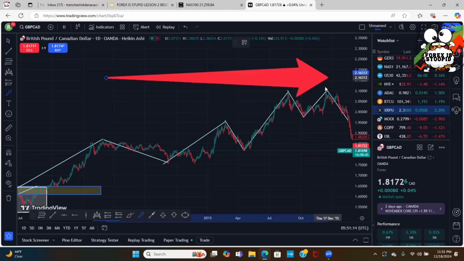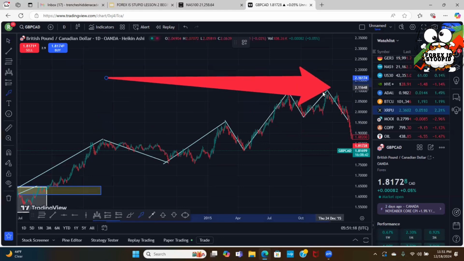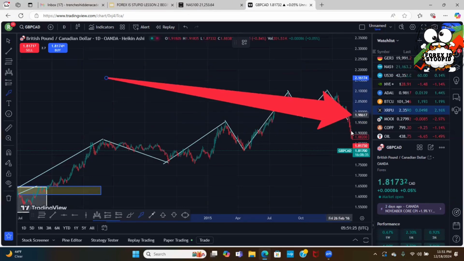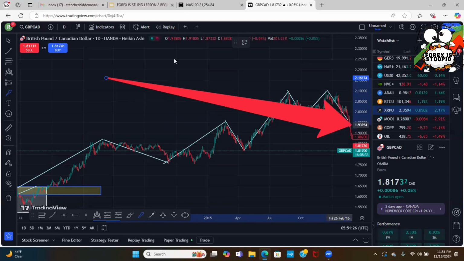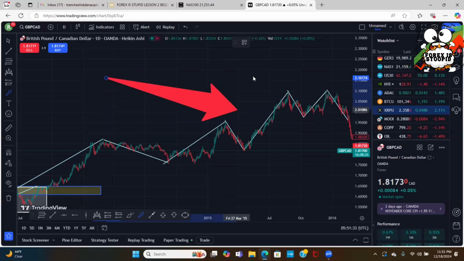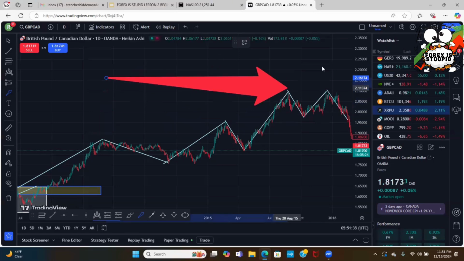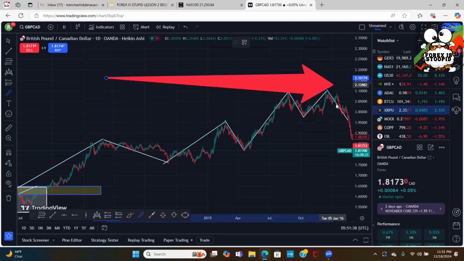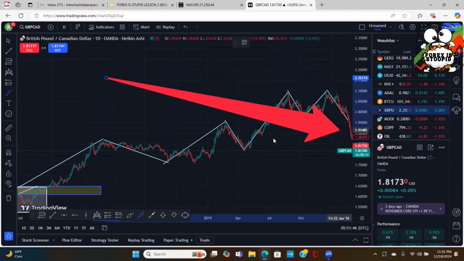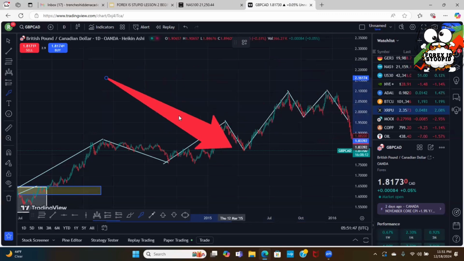And when it came back, retested that low, price broke the character of the market, right? So a change in character here, right? Break of character. Break of structure, break of structure, break of structure. Then you have the break of character right here, or the change of character, whatever. All right, so that's how I want you to work on your highs.